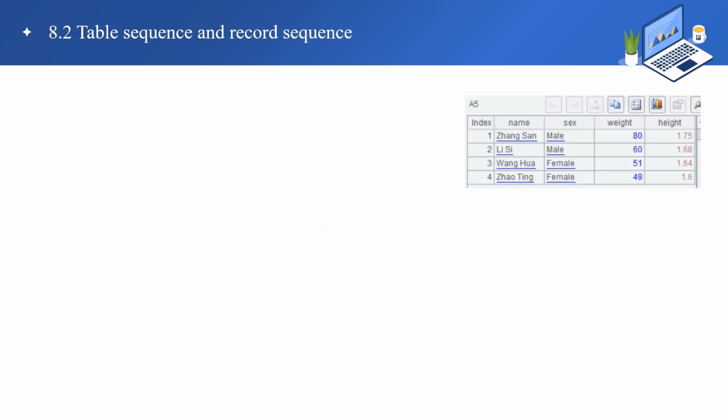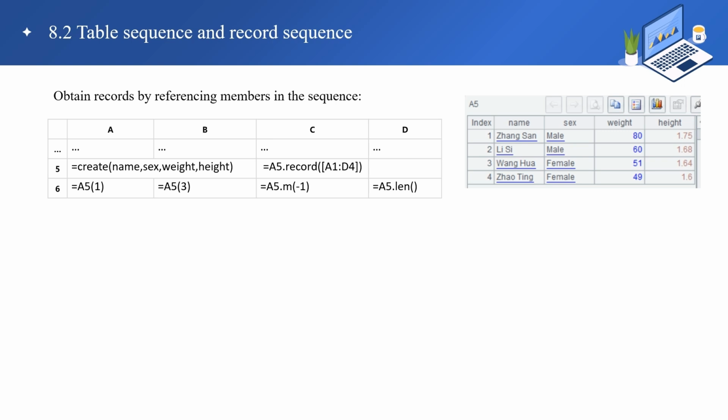Since a table sequence is a sequence composed of records, can records be obtained by referencing members in the sequence? Yes, we can continue to write the code. Look at the value of A6 after execution. It is still displayed as a table with header, but there is only one row of data, and there is no index column on the left. This is a record. It has a data structure, i.e., fields. Each of its fields has a value, which is listed above.